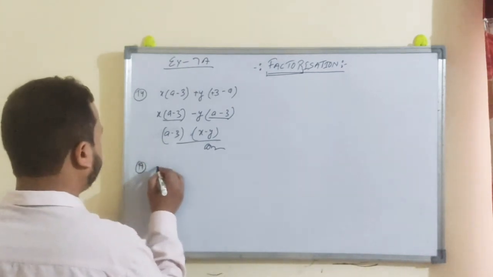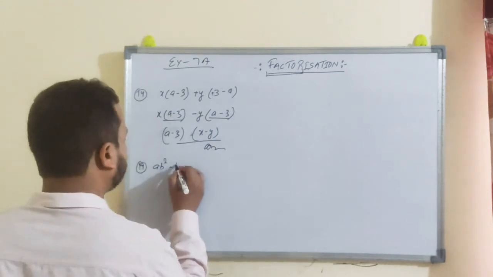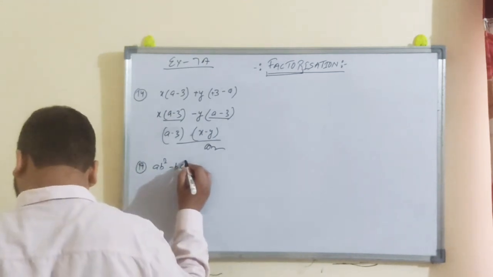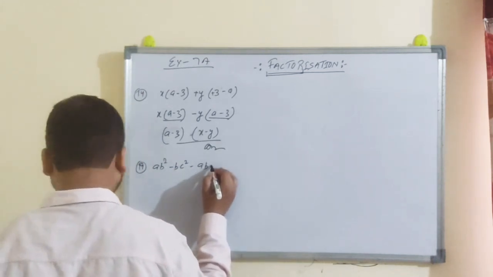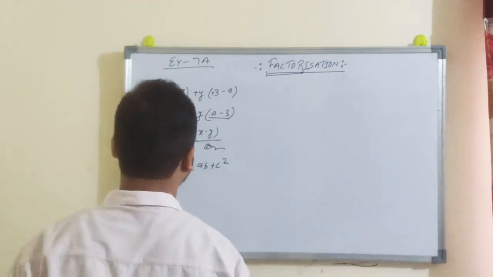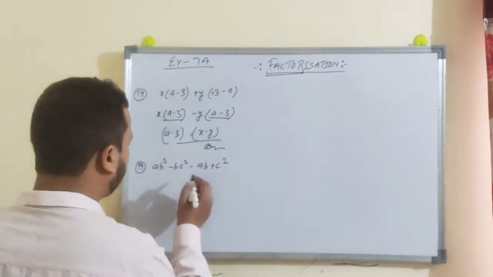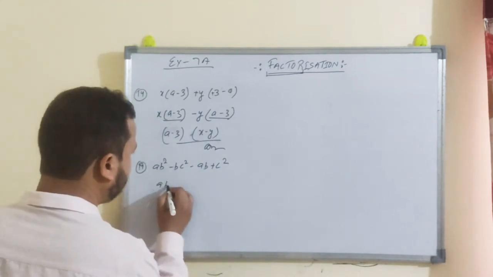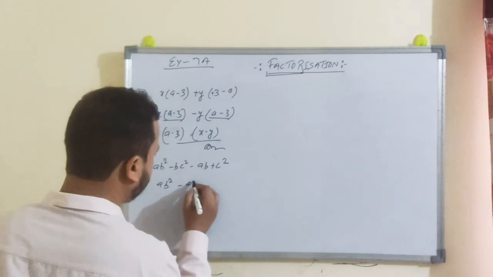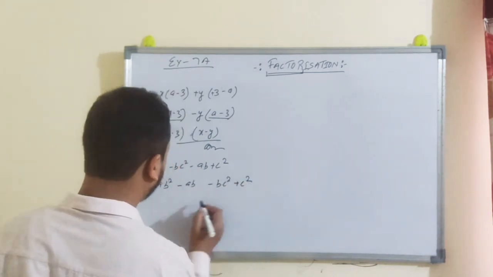Question number 19, ab square minus bc square minus ab plus c square. So now we have to make the group, so we can make it. We can write it as ab square minus ab, and here minus bc square plus c square.